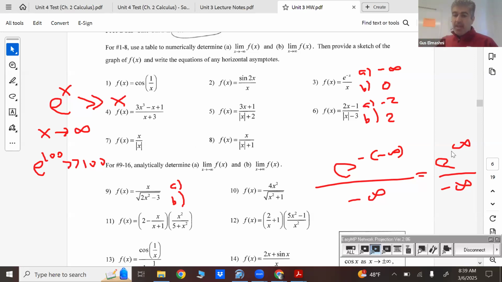For 6, if x is going towards infinity, of course, it's going to be 2. But if it's going towards negative infinity, remember, we had to do the absolute value in the bottom. That's why it's -2.